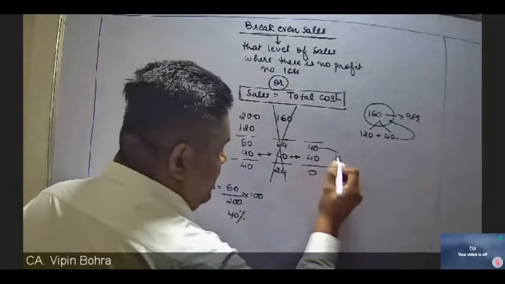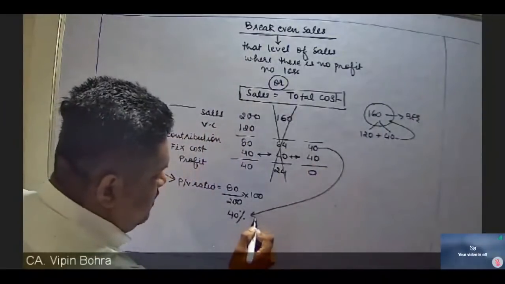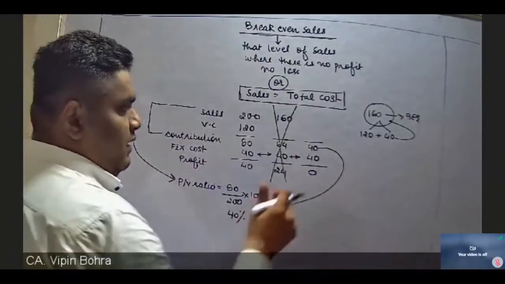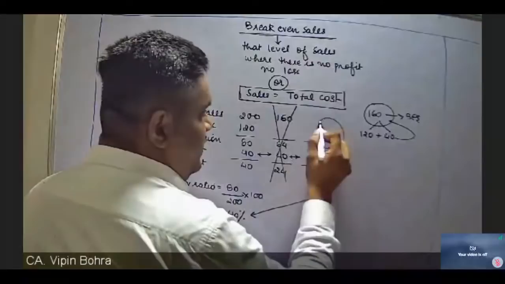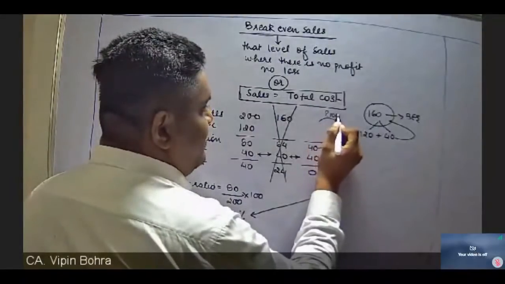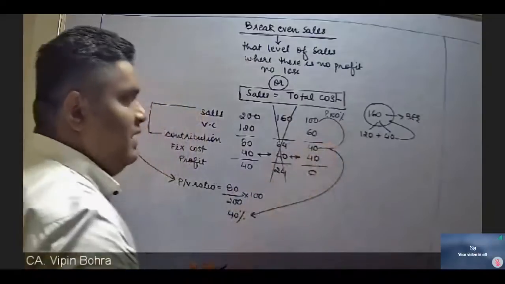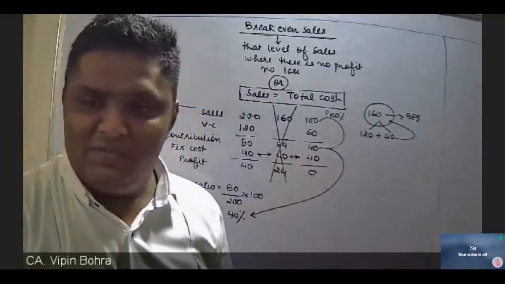Now this contribution is equal to how much? 40. 40 is equal to 40%. How much will be 100%? The sales will be. I hope this part is clear.